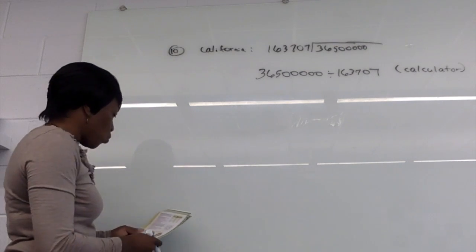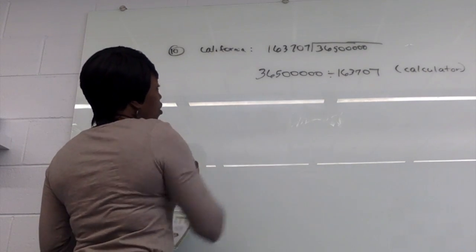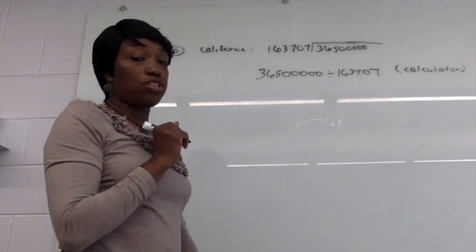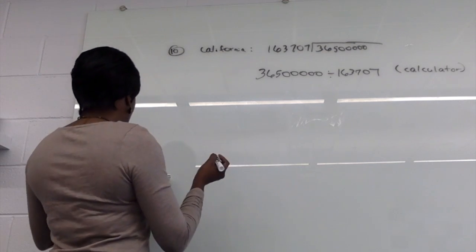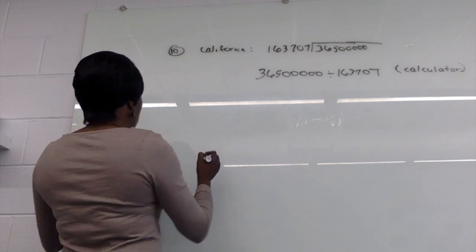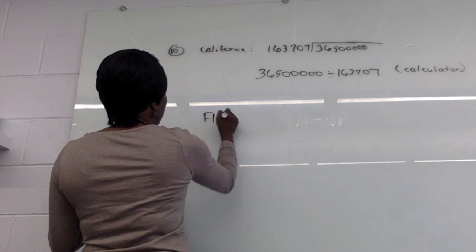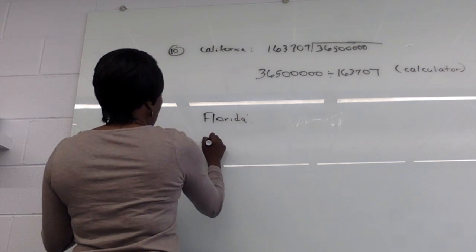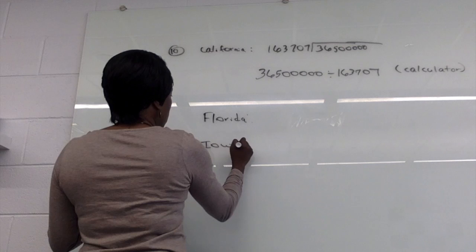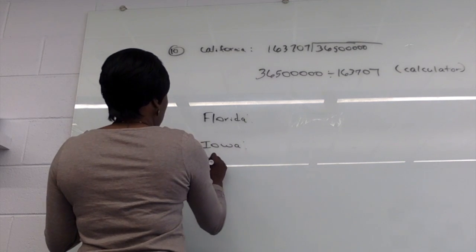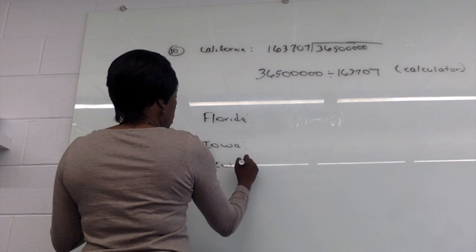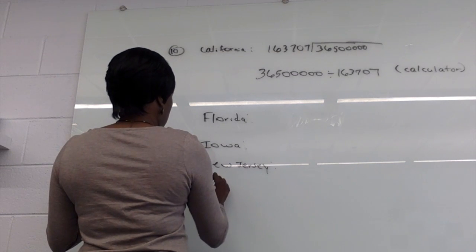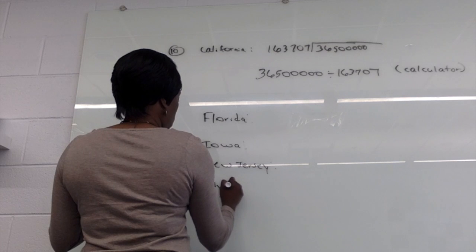So for California, we're going to use our calculator. And it says in our answer here to round it to the nearest 10th. So I'm going to go ahead and set up for each one. Florida, Iowa, New Jersey, and Wyoming.